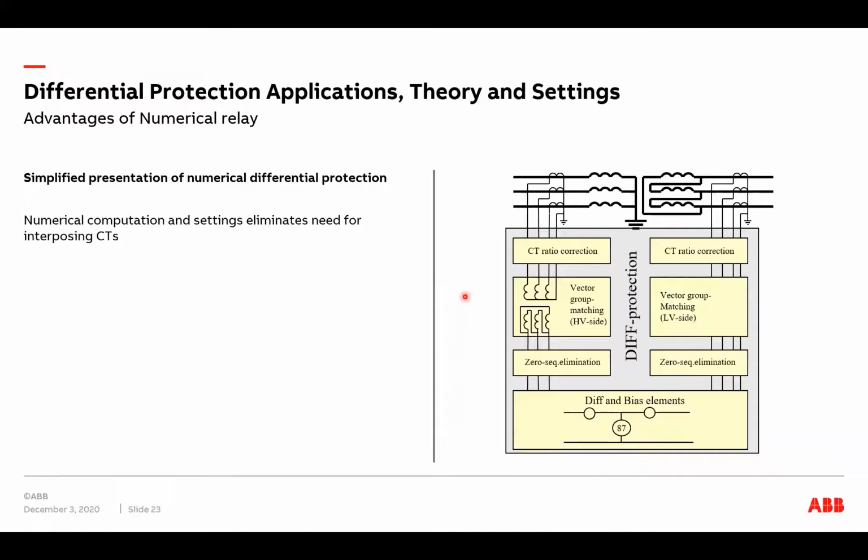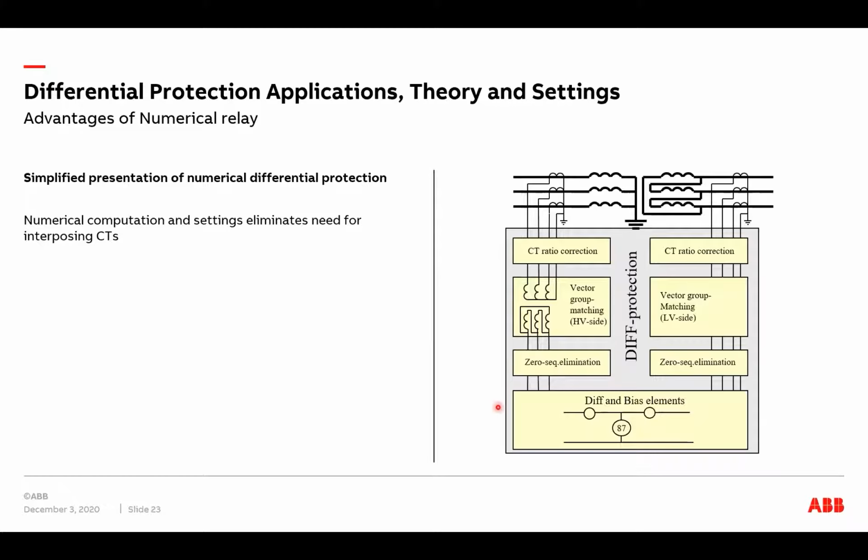So overall, looking at what is happening inside the protection relay for differential protection, it's not directly measuring the current coming from the CTs. We understand that it's first doing, if needed, a CT ratio correction. It's also doing a vector group matching in case we have different winding types in the power transformer. It's also doing a zero sequence elimination.